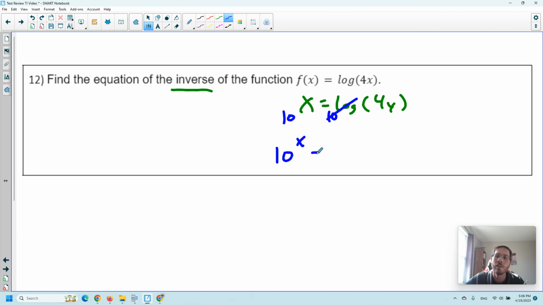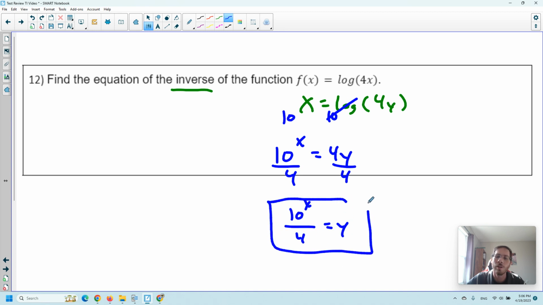So 10 to the x equals 4y. To get y by itself, we'll divide both sides by 4. And that's actually it. We are done right there. So there's nothing else to do. We just have to get the equation. Since we're just getting the equation, you probably aren't going to use the TI for anything there. We don't divide 10 and 4 because, again, exponents have to happen first before you can do division for order of operations.